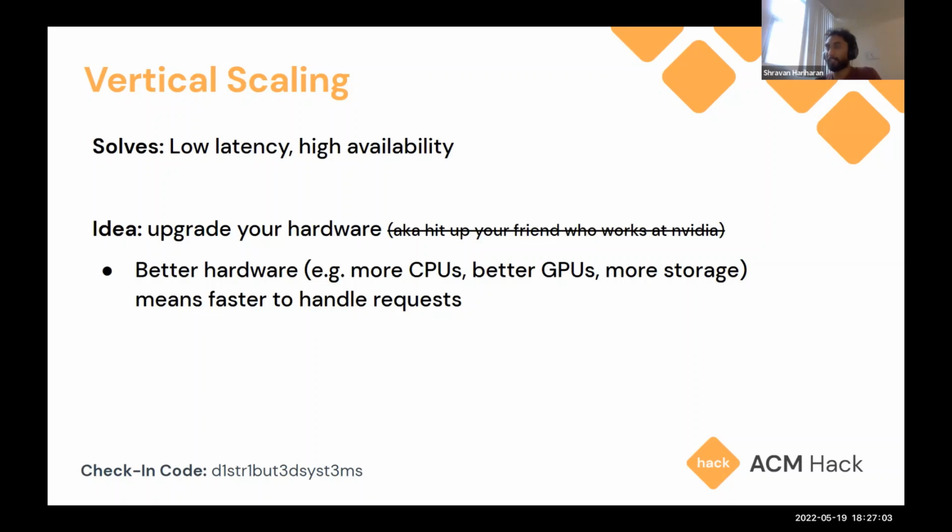So what that also means is if you have anyone who works at NVIDIA and can get you discounts on RTX GPUs, then you should also hit them up to vertically scale your application. But essentially, better hardware just means that your computer is faster to handle requests, right? If you get a request, rather than taking 100 milliseconds to respond, it might take 20 milliseconds to respond because your hardware just performs faster.